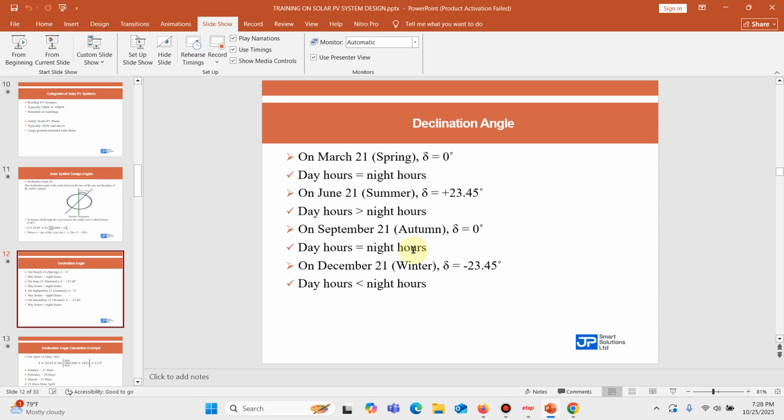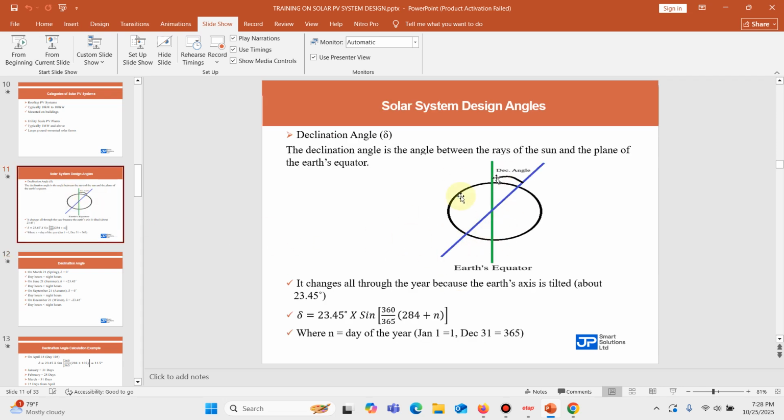And then during winter, we have a declination angle of negative 23.45 degrees. And of course, it becomes the reverse of summer, because the day hours are less than the night hours. Now, let me explain that using this diagram.